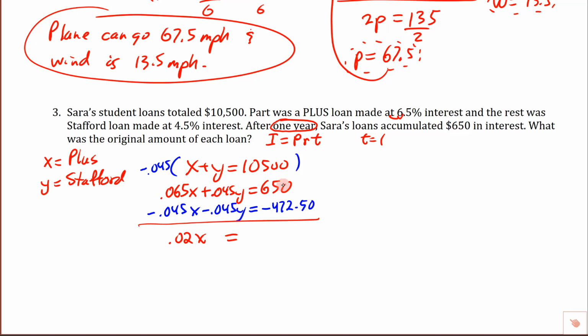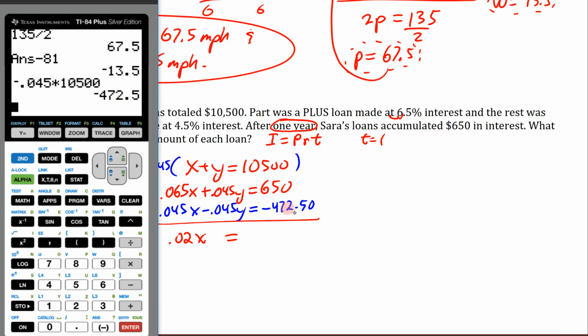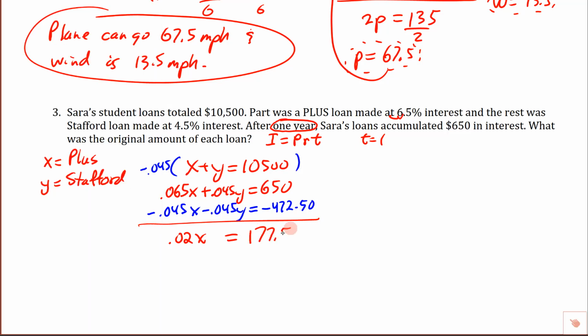And then we have 650 minus 472.50. So I'm going to grab that calculator again. Notice that we've still got that number in there. So I'm just going to go ahead and add the 650. And we get 177.5. So $177.50. So we're going to divide by 0.02.